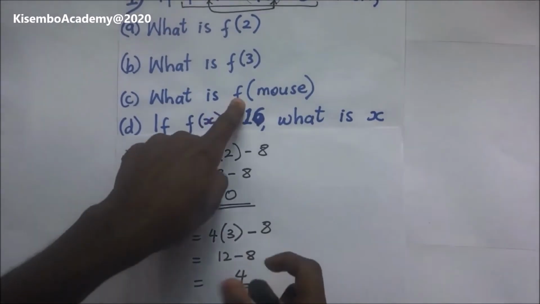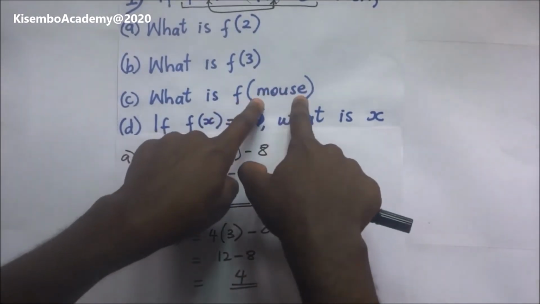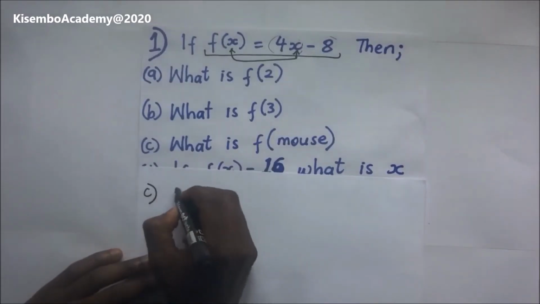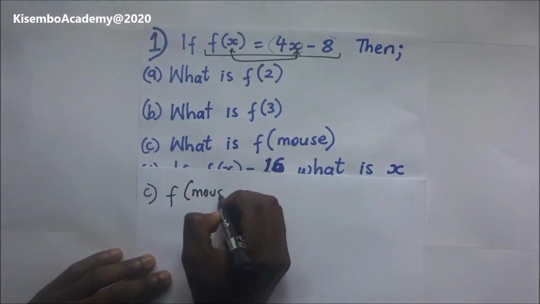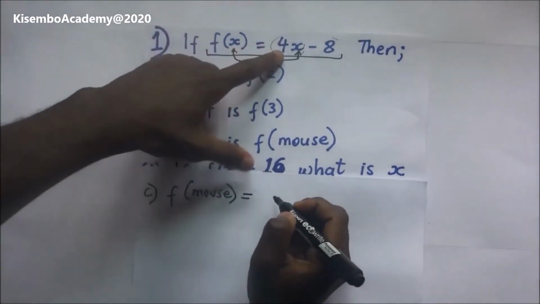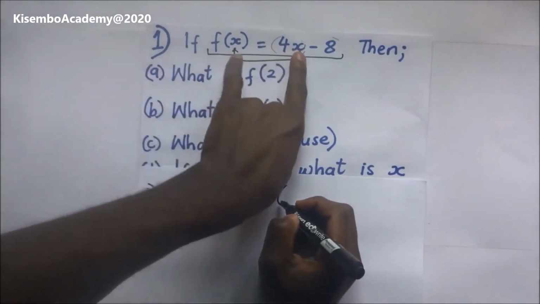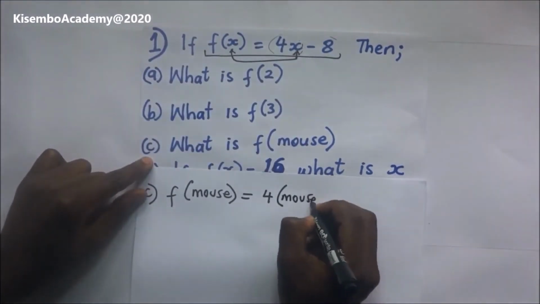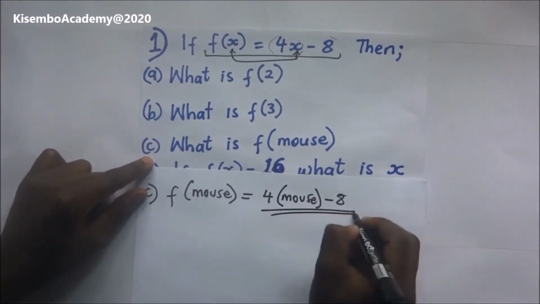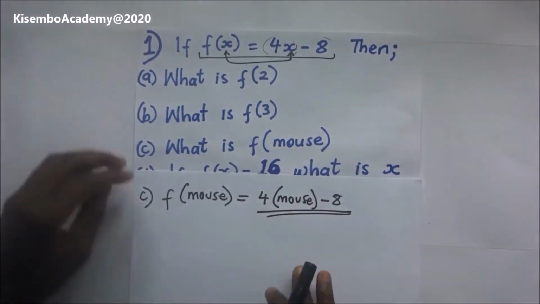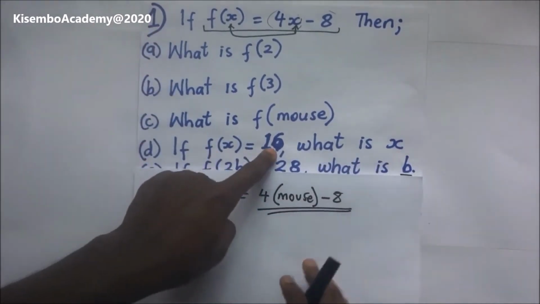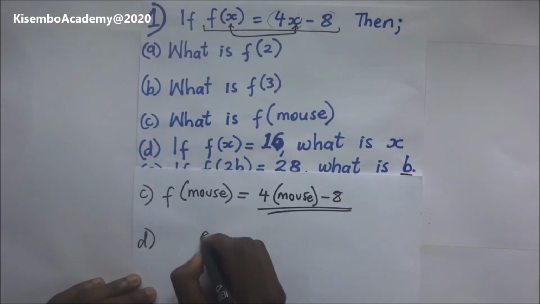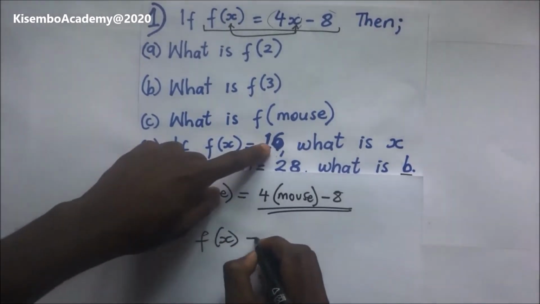Part C is what is the function where the value of x is mouse. So it means where there is x, we are simply going to put that word mouse. So part C, f of mouse is going to be equal to 4 into brackets. Now where there was x, in here there is mouse, so we shall put here the word mouse, minus 8. Mathematically we can't go beyond this, so that's the answer. Part D, if f of x is 16, what is the value of x? So now still our f of x is equal to 16.